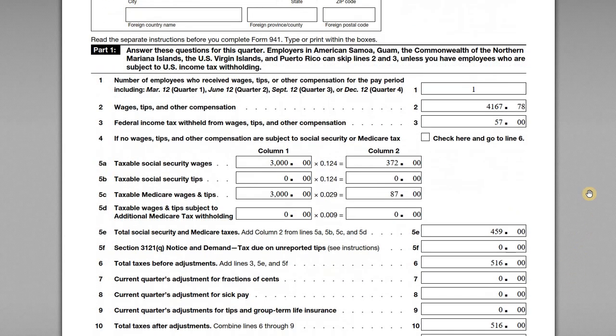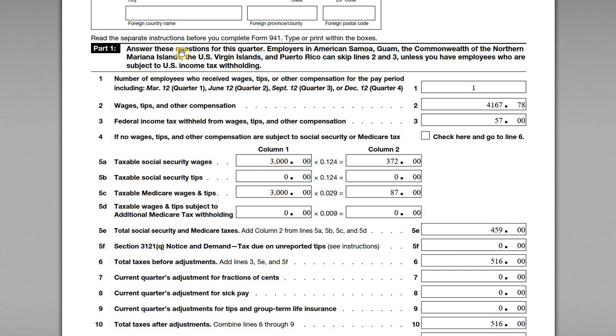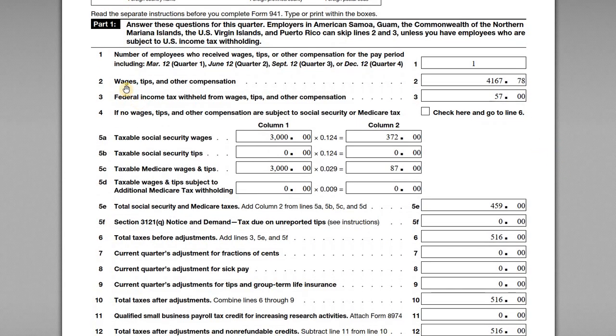So when we look at Part 1, we've got line 1, number of employees who received wages, tips, or other compensation for this pay period. Well, in our case, we've only got 1, right? We've got just John. So line 1 is just 1 employee. Line 2 is the gross amount of wages, tips, and other compensation. So line 2 is going to include all of that which is going to be included in his federal income.